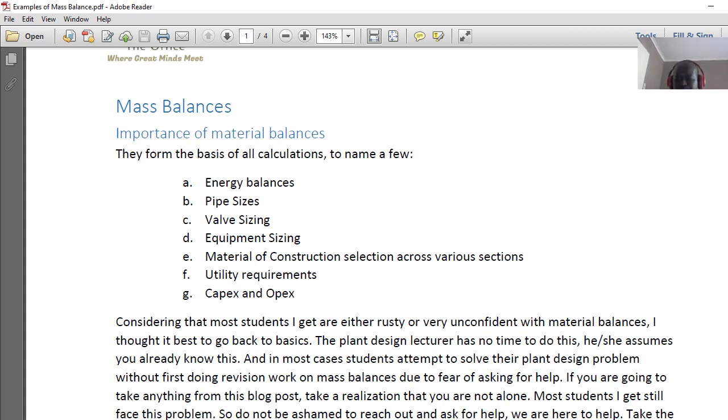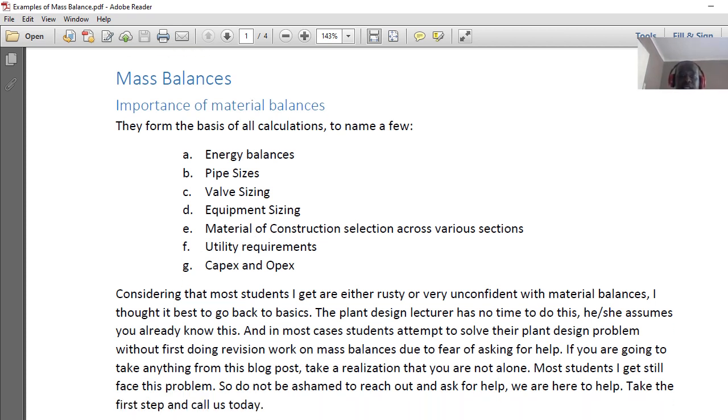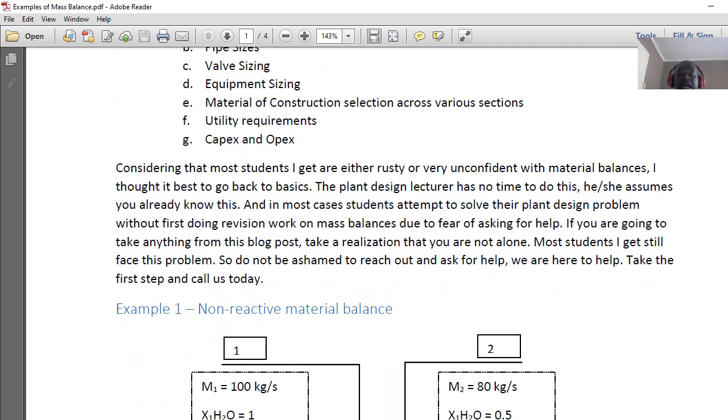So considering that most students I get to are either rusty or very unconfident, sorry if that's not a word, with material balances, I thought it best to go back to the basics. The plant design lecturer barely has time to go through some of the basics that I'm going to be showing you today. And in most cases, students attempt to solve their plant design projects without revising the small little details that will help you go through the simulation quicker.